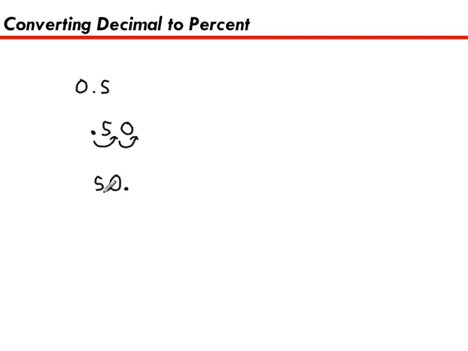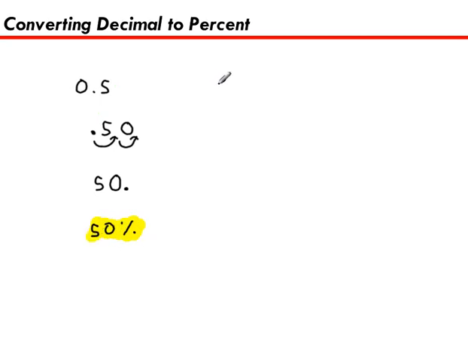Okay, now I have 50 point. And the final step to convert a decimal to a percent, I remove my decimal point and trade it in for a percent symbol, like this. So 0.5 converted to percent is 50%.